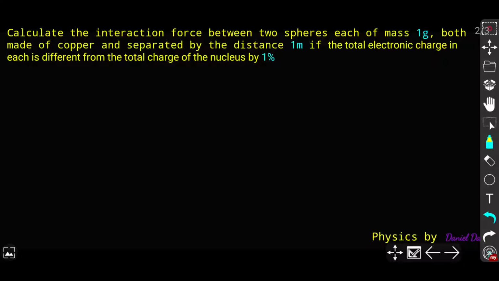All right. As you understand, the total electronic charge can be greater as well as lower by 1%. Okay, it's just the difference. Of course, if it's greater, you'll have a negative total charge on each sphere. But if it's lower, you have a positive net charge. Okay, so bear this in mind, and let's draw two spheres.